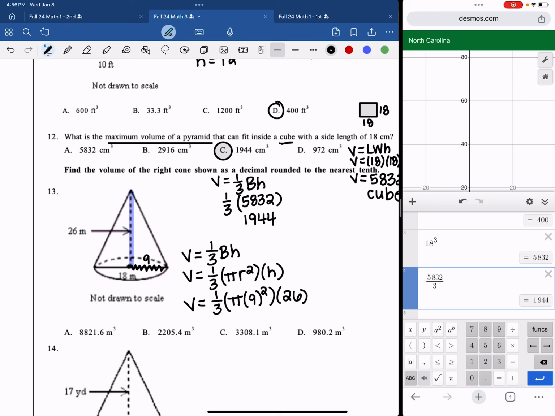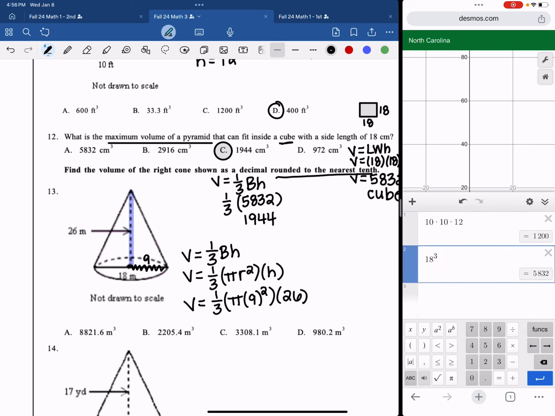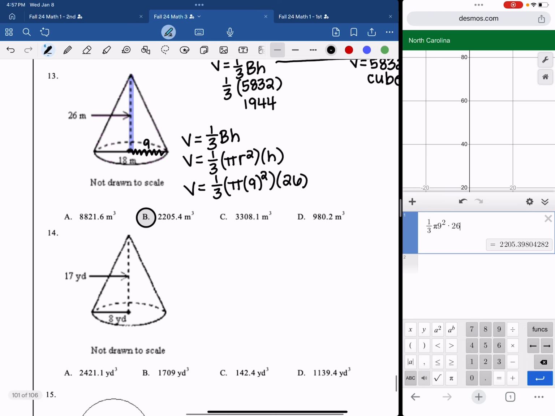This does say round to the nearest tenth, so we're actually going to multiply pi into this problem. So I have 1/3 pi 9 squared times 26. We get our volume is approximately 2,205.4.